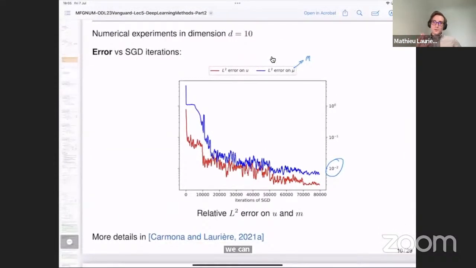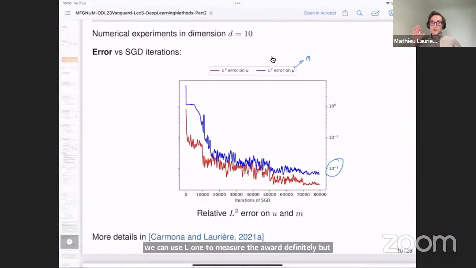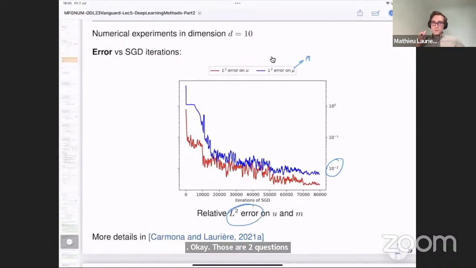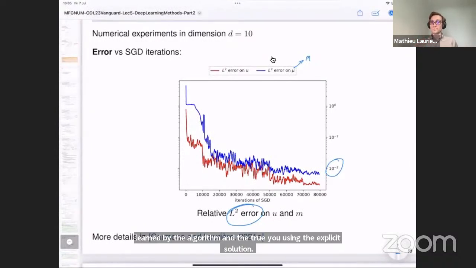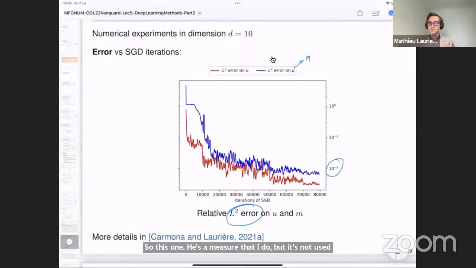But anyway, the error here is something that I measure a posteriori. It is not related to the algorithm, right? Those are two questions. Here, the error I'm talking about is really the error between the U learned by the algorithm and the true U using the explicit solution. So this one is a measure that I do, but it's not used for the training, right? It's more a measure of success of the method.